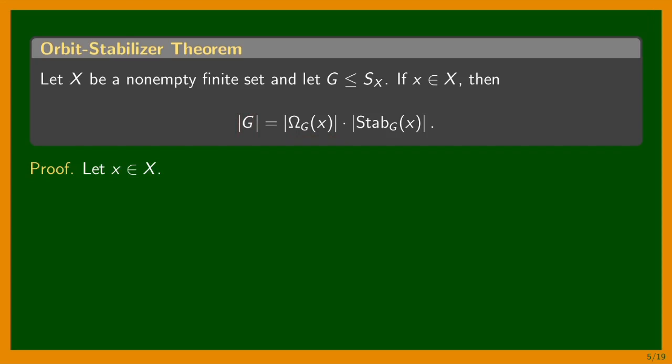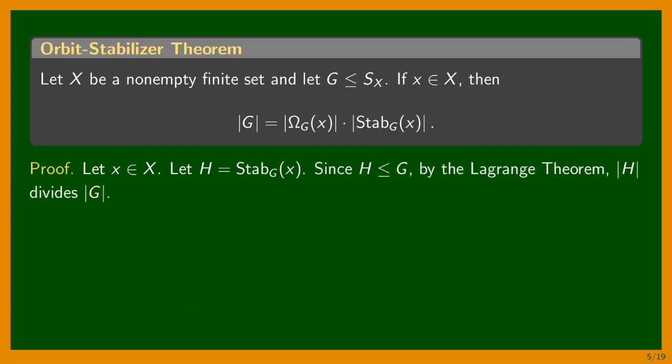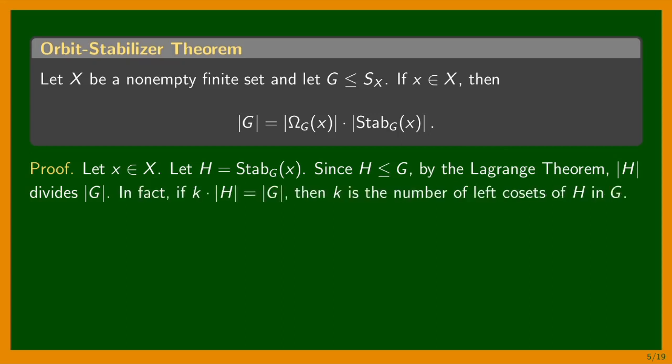So, mag-fix nga tayo ng isang point in the set X. For simplicity of notation, let's call by the symbol H the stabilizer of the element x in G. Then, of course, sabi nung nakaraang remark, si H ay subgroup ng G, and hence, the Lagrange theorem applies. Dapat yung order ni H dinidivide yung order ng G. Tama? In fact, the order of H times K equals the order of G, where K is the number of left cosets of H in G. Naalala niyo to? Ito yung sa proof ng Lagrange theorem.